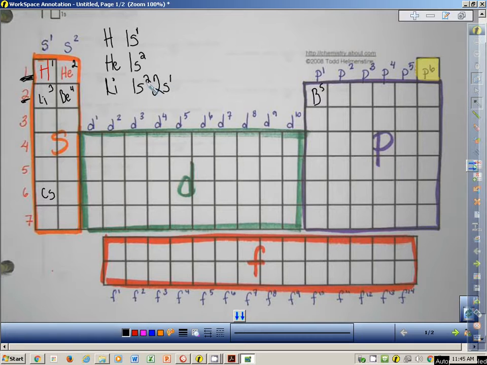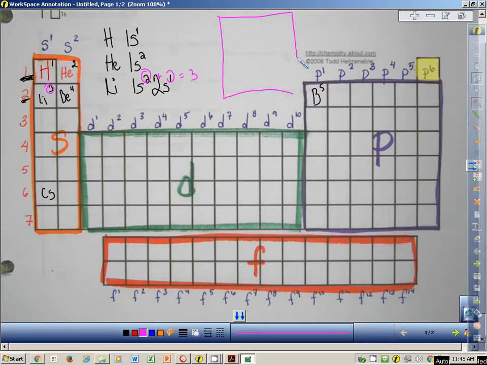Cool, right? Well, if I add up 2 plus 1, that does equal 3. How many electrons should lithium have? 3, because it has an atomic number of 3. Okay, well, since your mouth is still hanging open, think about this.